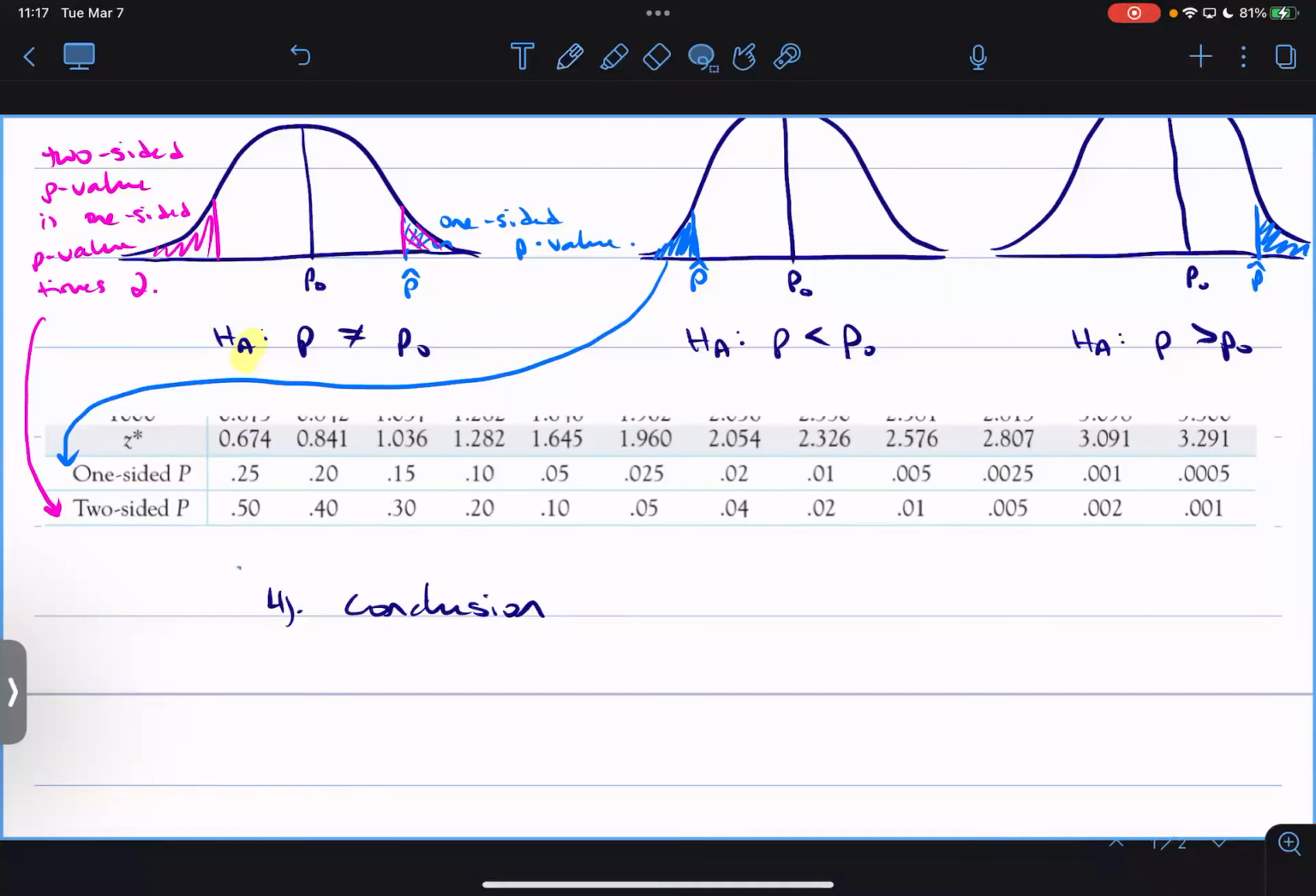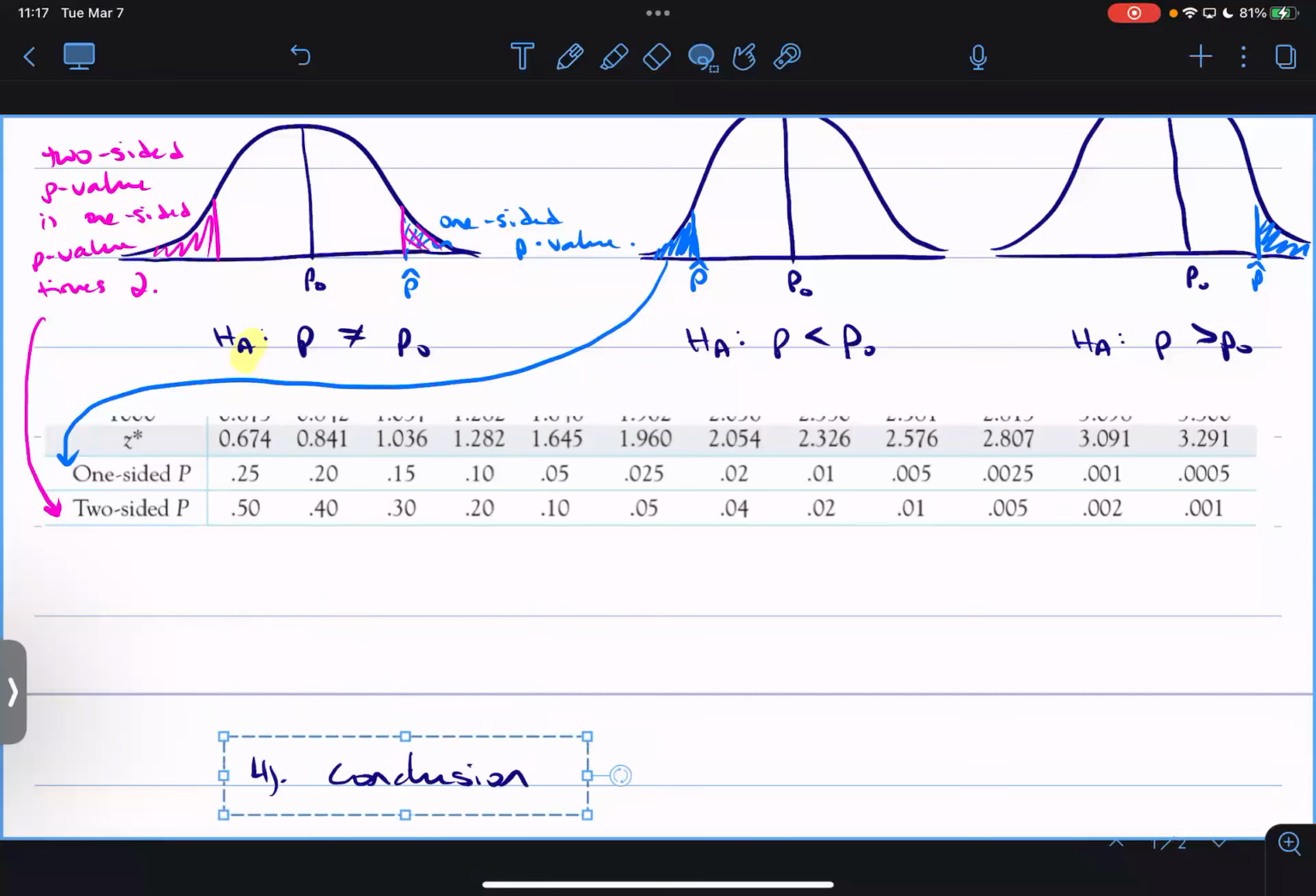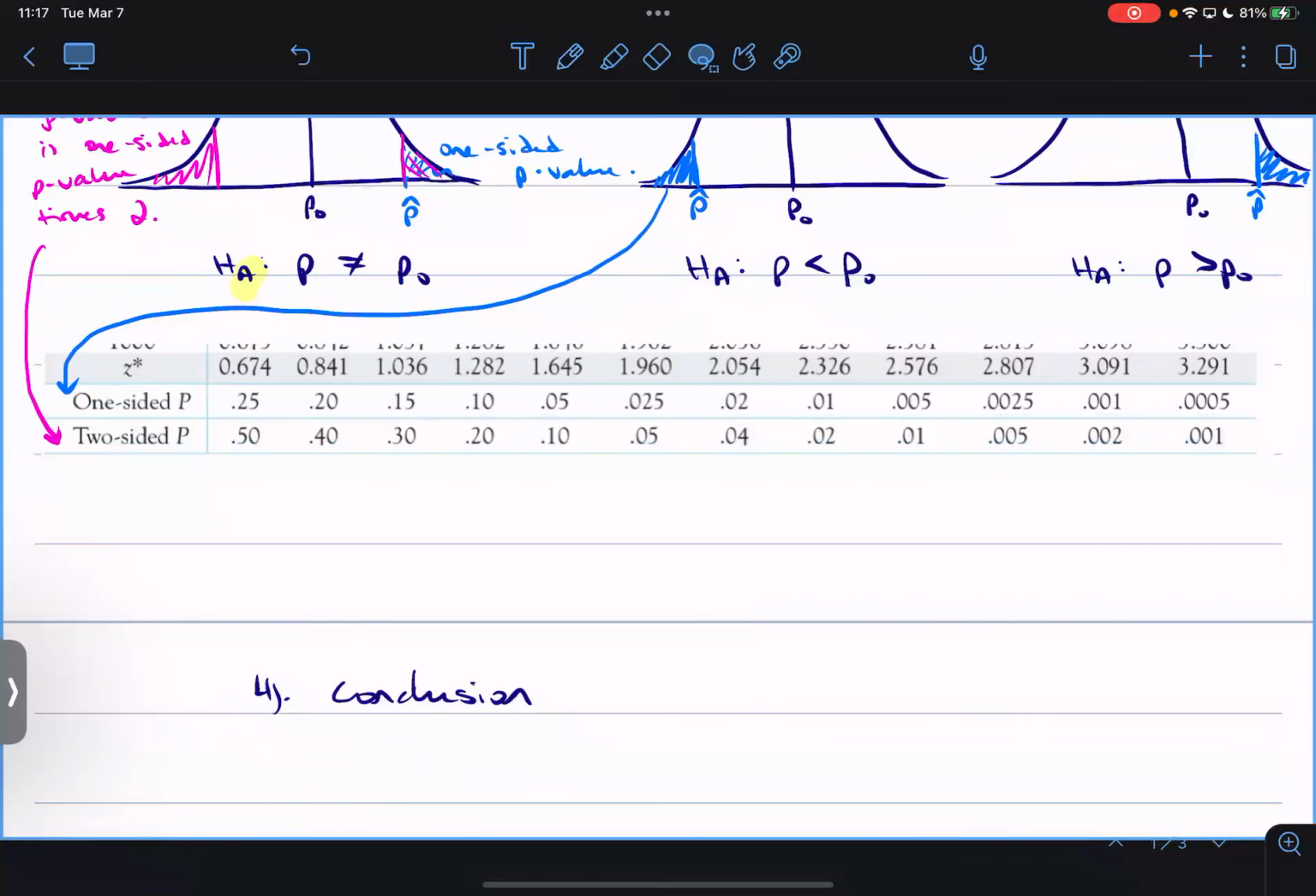You know what? I'm going to bump it to a fresh page here. Wait, maybe not that far.